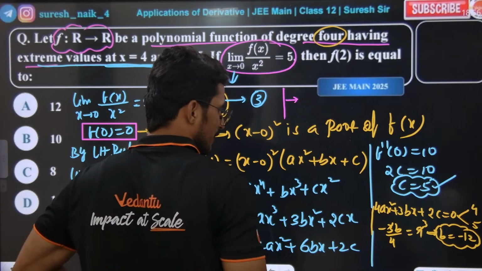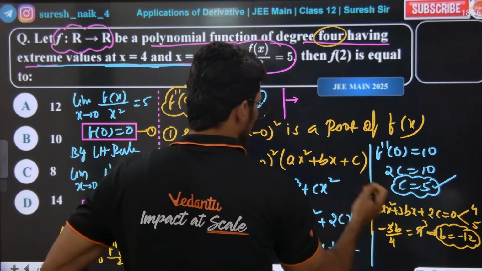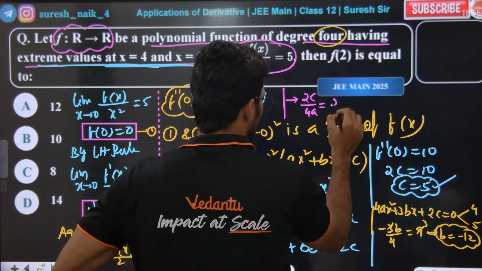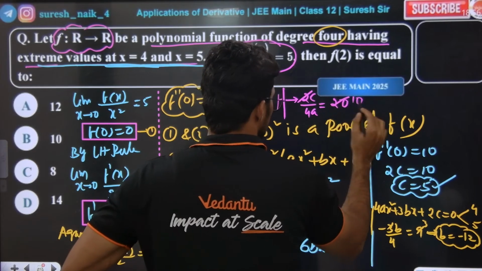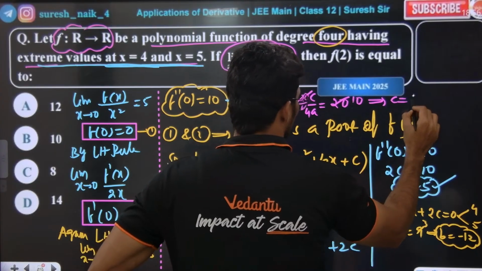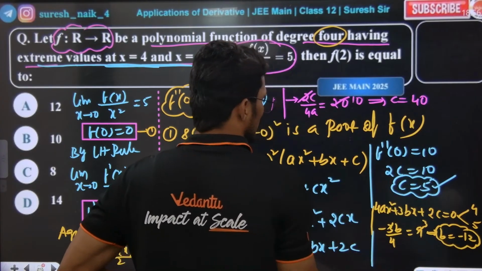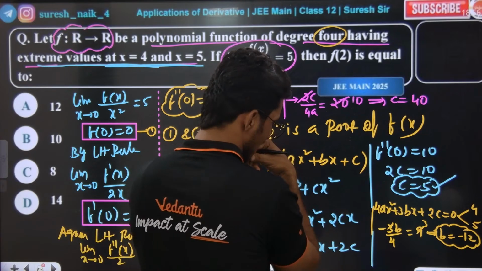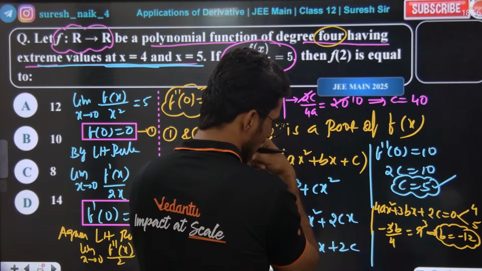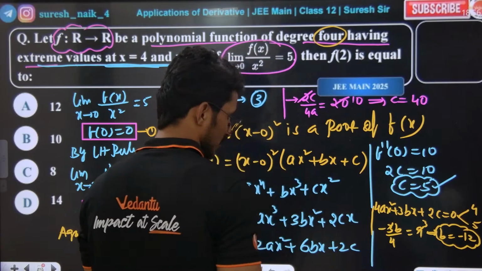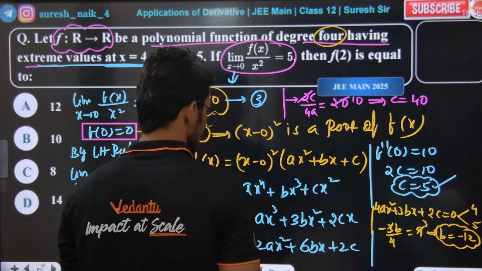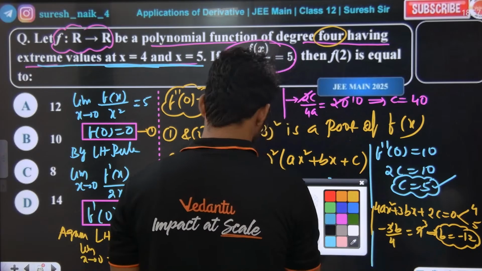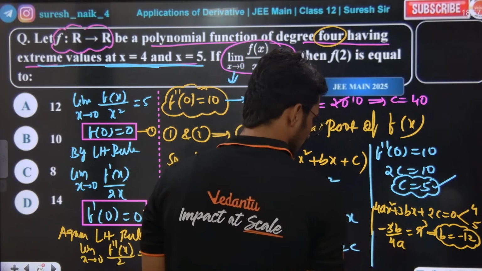B value is done. Now sum of the roots is minus b by a, and product of the roots is 2c by 4a. 2c by 4a is equal to the product of the roots, which is 20. Two ones are two, two tens are twenty. So c is equal to what? 40a. Did I make any mistake here? It is 4a actually.